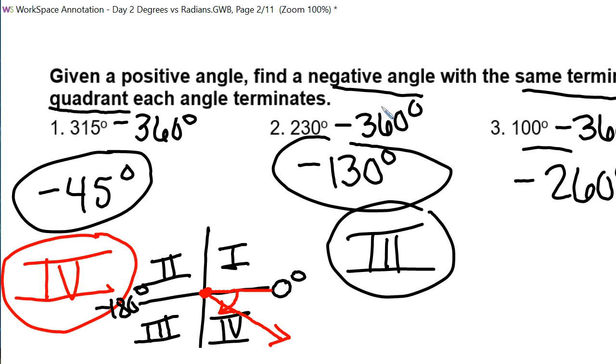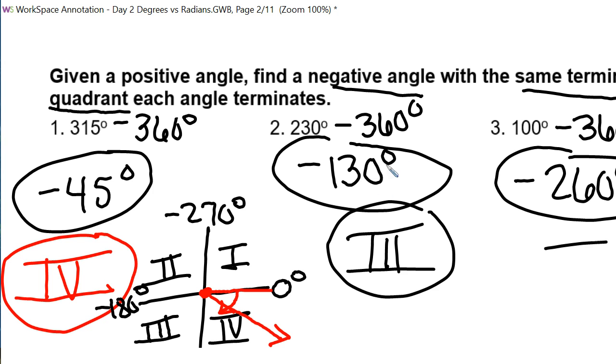Now we have to determine in which quadrant that would terminate. So this is negative 90, negative 180. This would be negative 270 degrees. So in which quadrant would negative 260 degrees terminate? This time it's in quadrant 2.